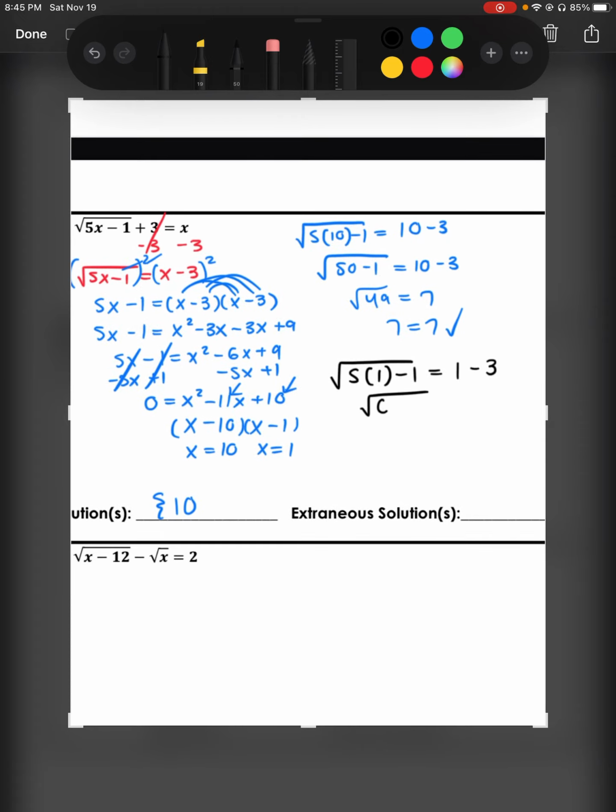So I get 5 minus 1 equals -2. That's the square root of 4 equals -2. That's 2 is equal to -2. That's false. So that is an extraneous solution.